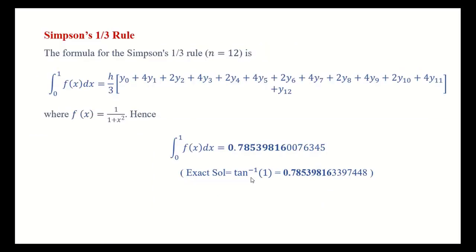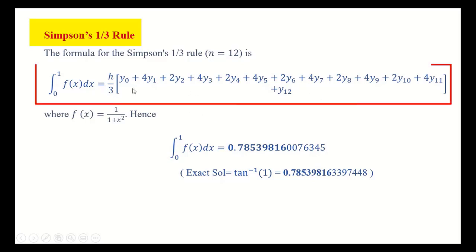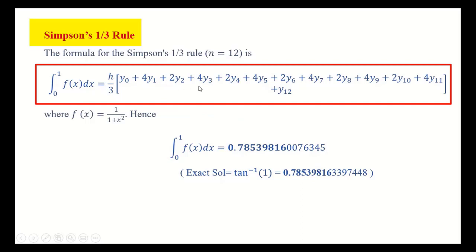So let's move to the next scheme, that is Simpson's 1 by 3. In this rule we will use the same data, but the formula for Simpson's 1 by 3 for n is equal to 12 is different. That is y0 plus 4y1 plus 2y2 plus 4y3 and so on. So here it is easy to remember that the first and last terms have coefficient 1 and all other terms have coefficients like 4, 2, 4, 2.